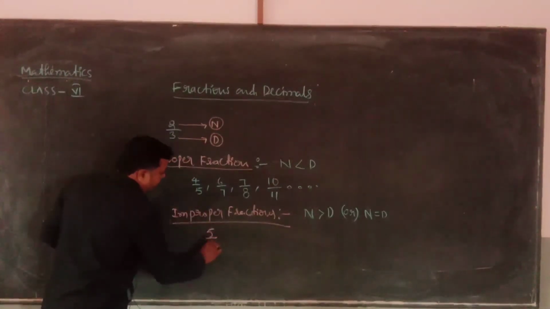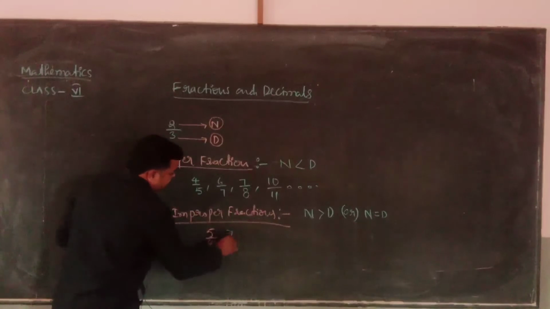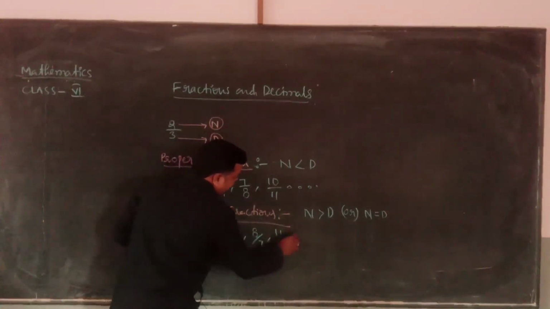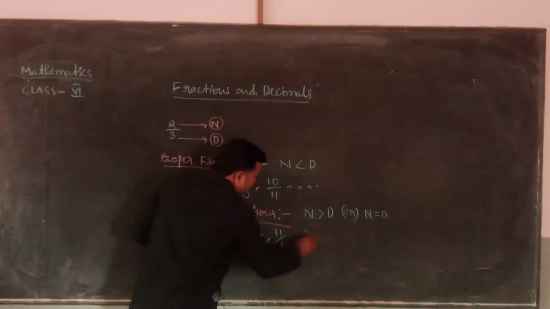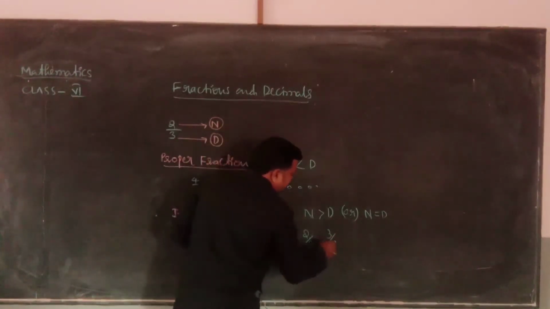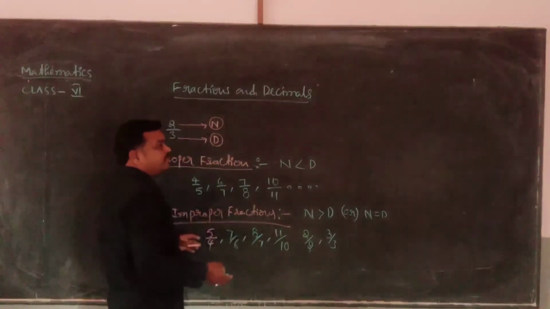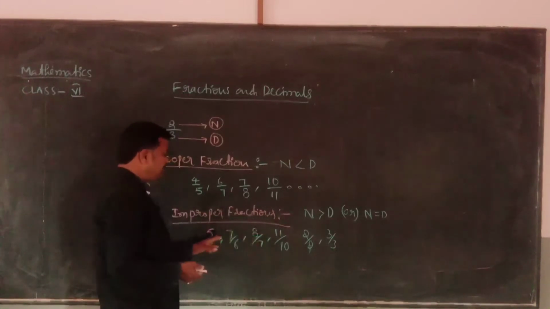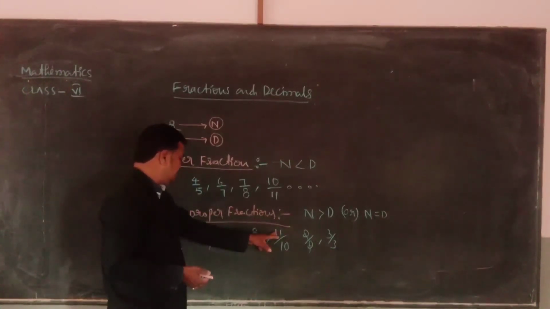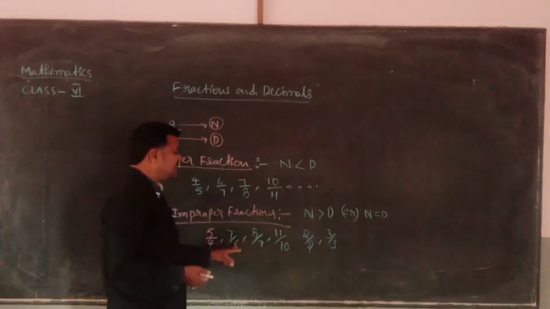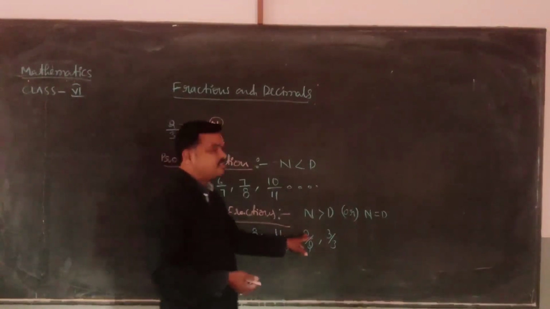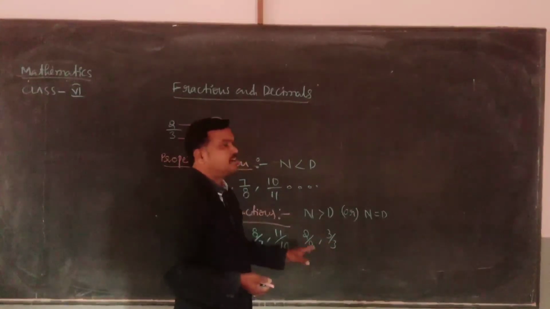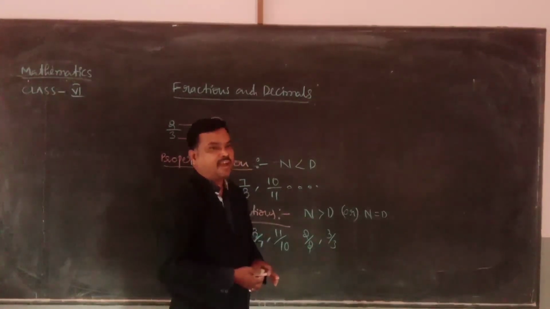See, 5 by 4, 7 by 6, 8 by 7, 11 by 10, 2 by 2, 3 by 3. These all are examples for improper fractions. In the first 4 fractions, all the numerators are greater than the denominators. In the last 2 fractions, the numerator and denominator are equal. So these are examples for improper fractions.